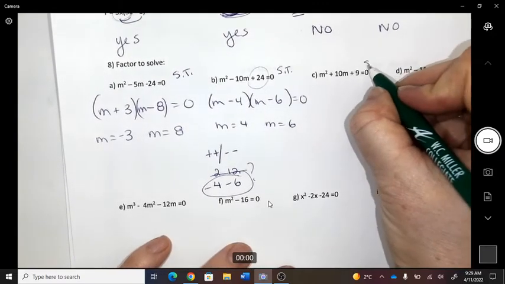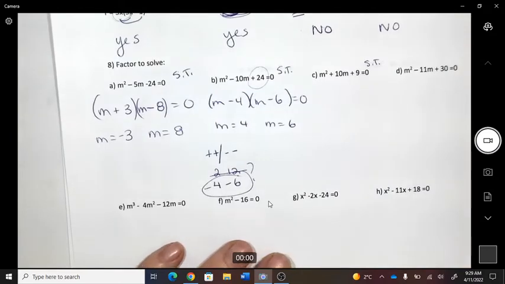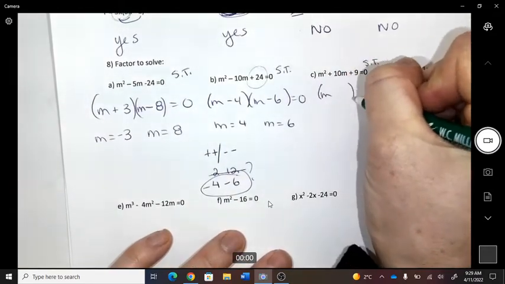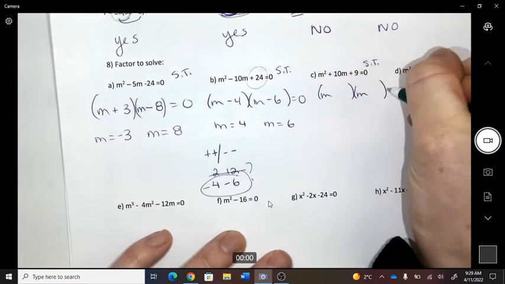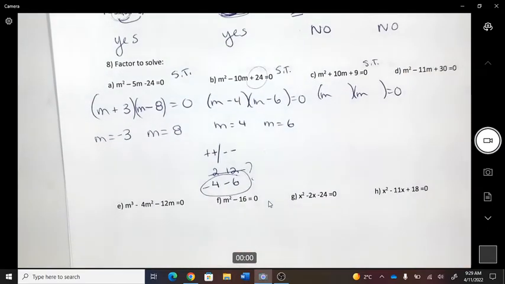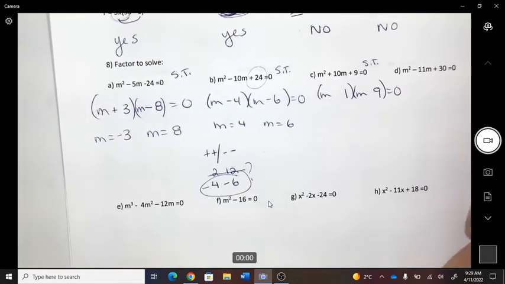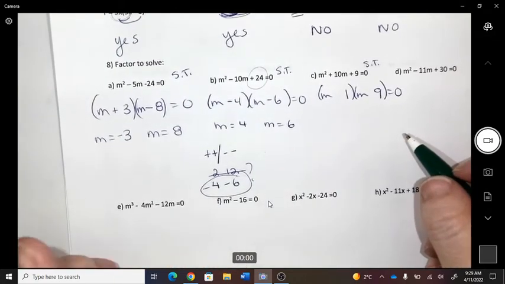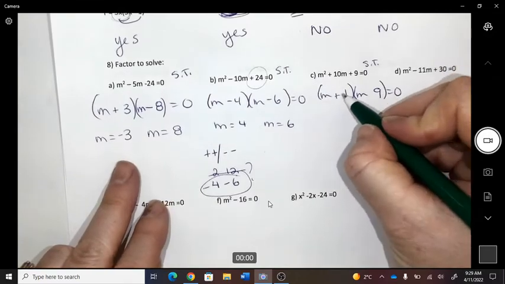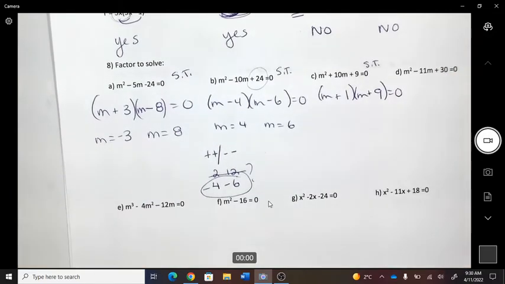Okay, another simple trinomial. m multiplies to 9 and has to add to 10. So you got 1 times 9 or 3 times 3. So I'm thinking the 1 times 9. Both have to have the same sign and have to make a plus 10.